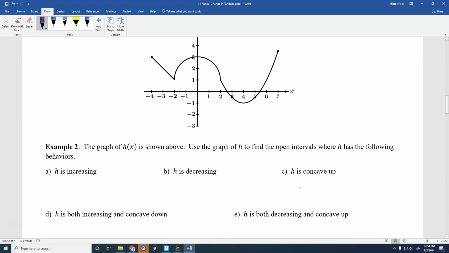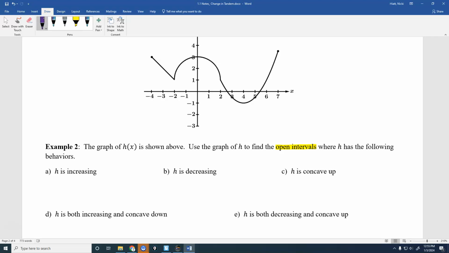This particular example tells us the graph of h of x is shown above. Use the graph of h to find open intervals where h has the following behaviors. All right, so one thing I want to see what we know about is this says open intervals right here. So you should be hopefully familiar with using both interval notation and inequality notation.